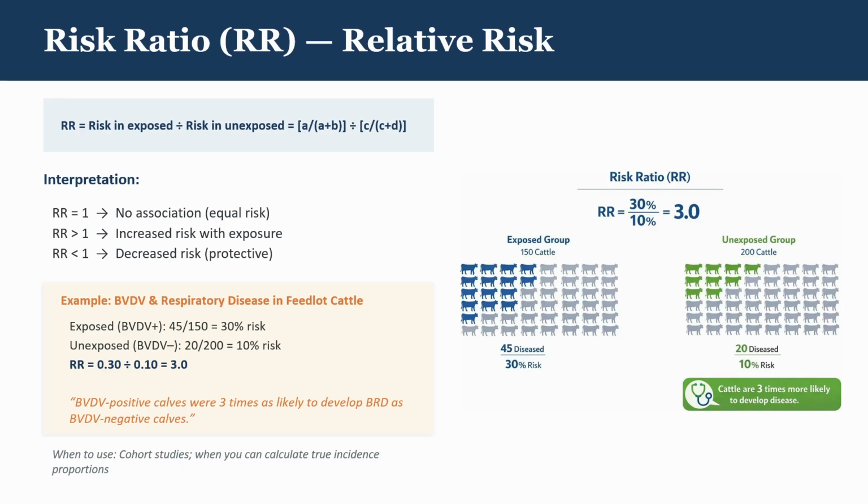The risk ratio is the preferred measure of association when you can directly observe and calculate incidence proportions in both groups. This happens in cohort studies, where you follow exposed and unexposed animals forward in time and count who gets sick. It's also appropriate for randomized controlled trials, which are essentially prospective cohort studies with randomly assigned exposure. The critical requirement is that you must know the denominators, how many animals were in each group, so you can calculate the true risk in each group.